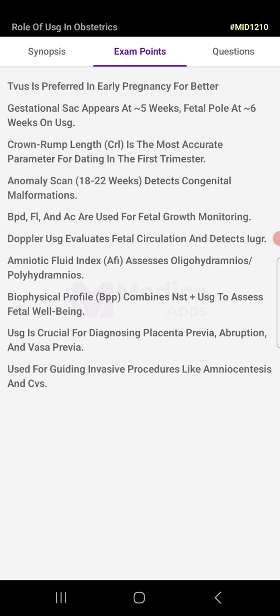This is preferred in early pregnancy for better resolution. Gestational sac appears at 5 weeks and fetal pole at 6 weeks on the USG. Crown-rump length is the most accurate parameter for dating in the first trimester.